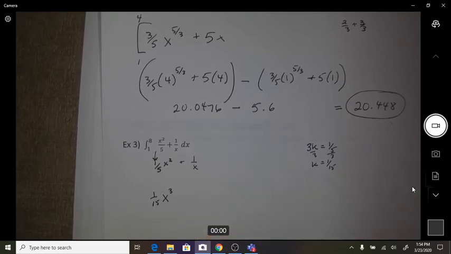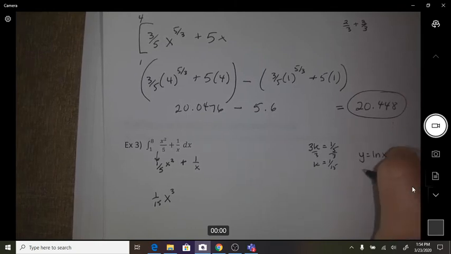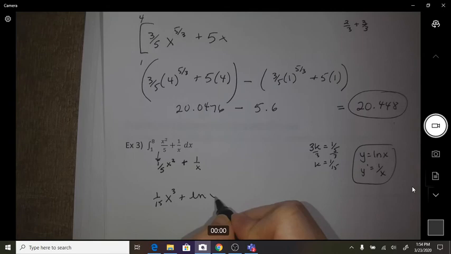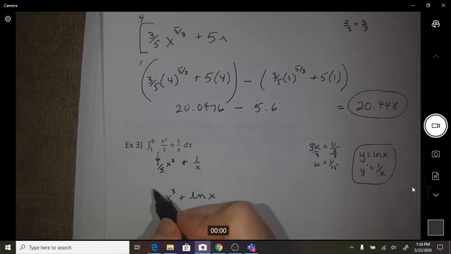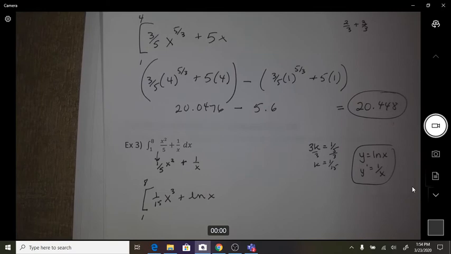Now, 1 over x is one function that you're just going to have to memorize. What do we derive that results in a 1 over x? And that is the ln of x. Okay, that's just what we have to memorize. So that's what that is. And we're going to evaluate that from 1 to 8.